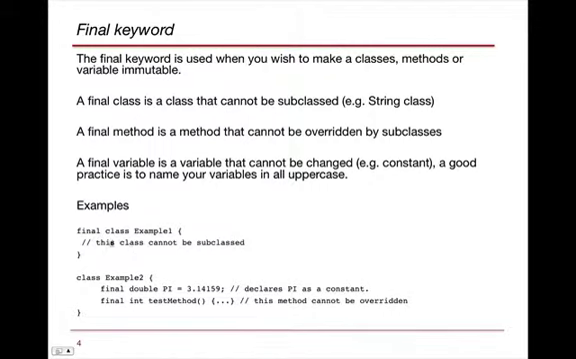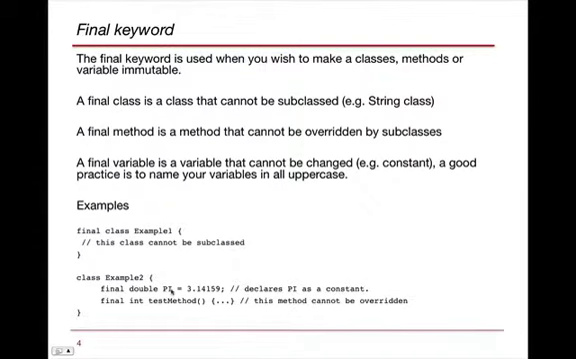So here are two examples. I can create my class, example 1, and use the keyword final in front of it. This class cannot be subclassed. So I am not allowed to extend example 1. Here's another class, example 2. And I have final double pi equals 3.14159. Within the class, I have declared this as final, which means this variable cannot be overridden.